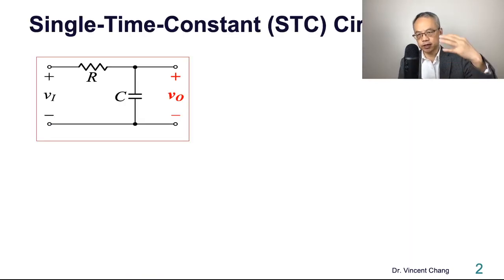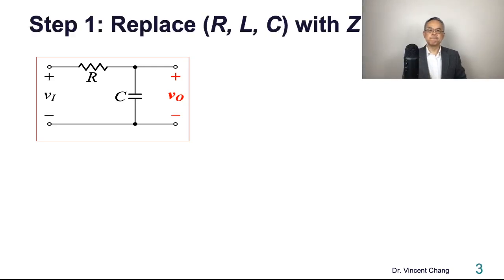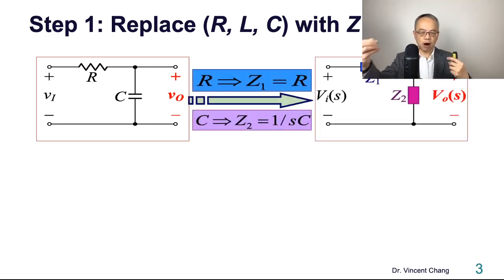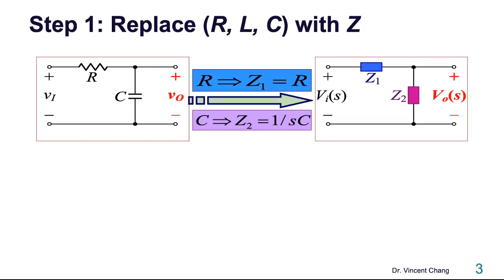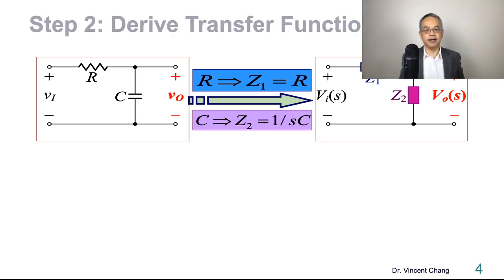Let's quickly review the circuit we have derived before. It's called the single time constant circuit. For the S-domain, complex frequency domain analysis, step 1 is to replace RLC with impedance. So R and C are replaced by Z1 and Z2. Z1 equals R, Z2 equals 1 over SC.